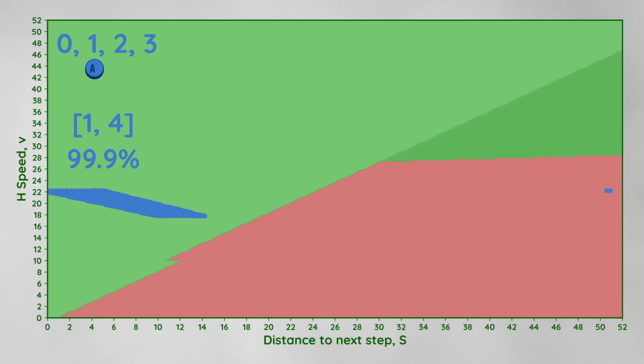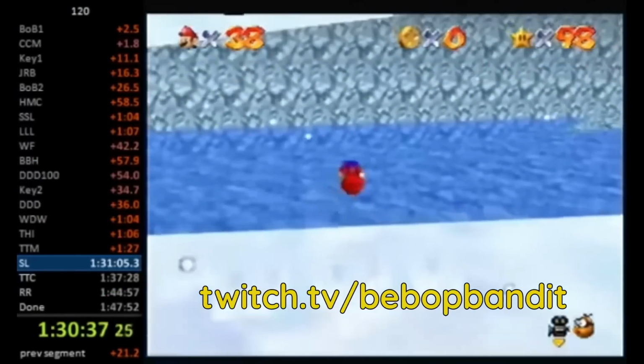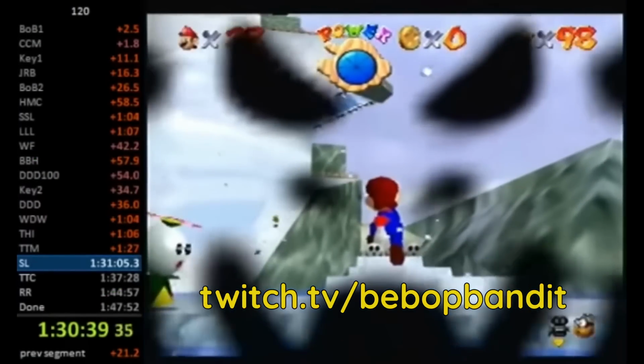But interestingly, there's a very small chance that this strategy fails. But this only happens in 1 out of 1,000 possible initial conditions, so it requires very bad luck. And no one has ever been that unlucky in a speedrun before. What the hell?